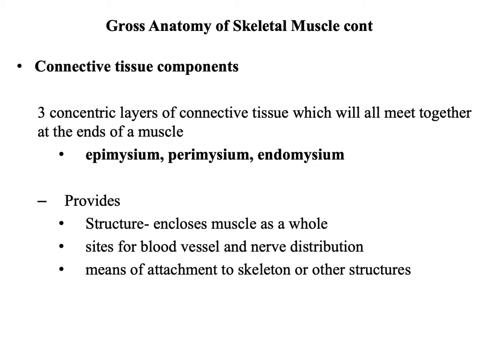Around each individual muscle fiber, you're going to have an endomysium. Those muscle fibers are going to bundle into fascicles. Every fascicle is surrounded by a perimysium. And then multiple fascicles put together make the entire muscle. The entire muscle is surrounded by a connective tissue layer called epimysium. Remember, epi means on top of, so epimysium is around the entire muscle.